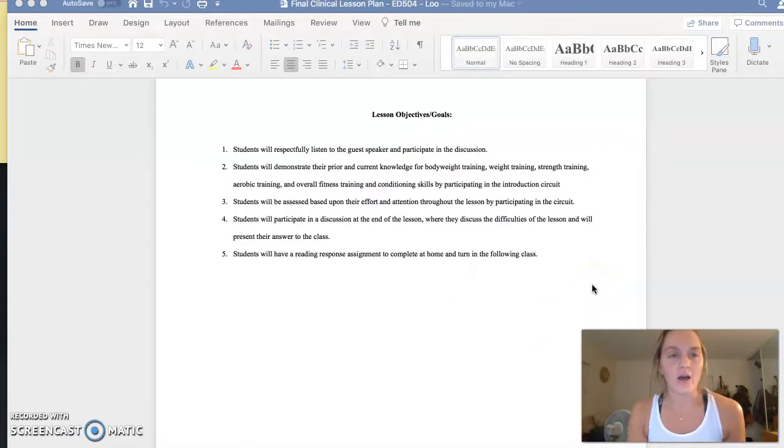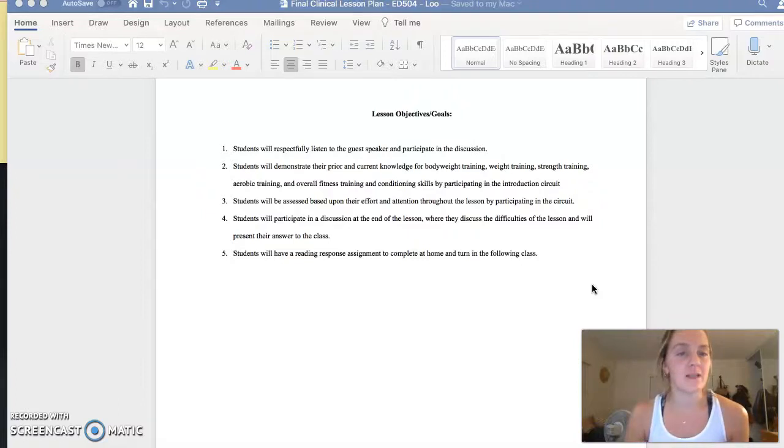In this lesson, the goals and objectives are that the students will respectfully listen to the guest speaker and participate in the discussion. The students will demonstrate their prior and current knowledge for body weight training, strength training, aerobic training, overall fitness training, and conditioning skills by participating in the introduction circuit.